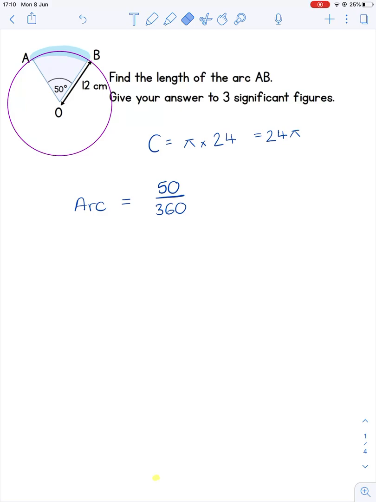is 50 out of 360. That's the fraction that we've got, and we want that much of our circumference. Okay, we'll calculate that on a calculator.